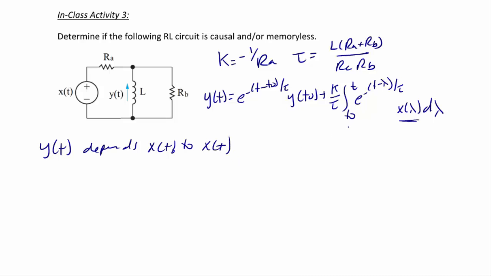Since this includes past values from t naught up to t, you would say that this system is causal and that it also has memory. So far we have seen 3 examples of systems that were causal and have memory, but let's explore some more.